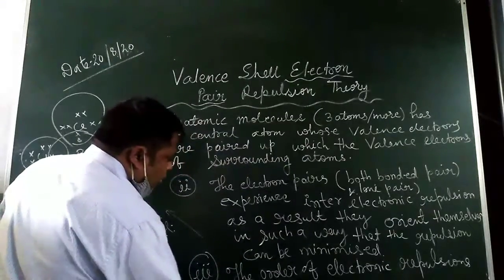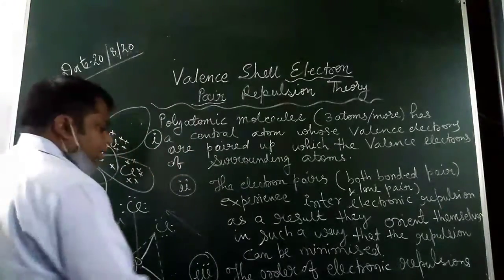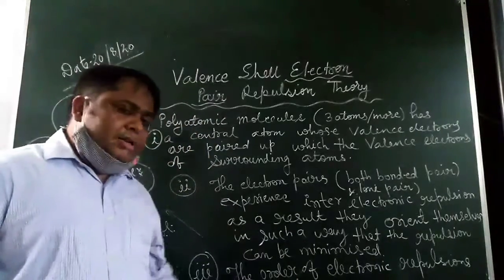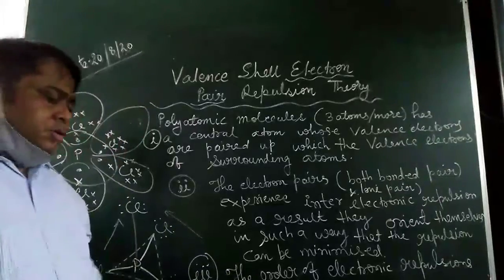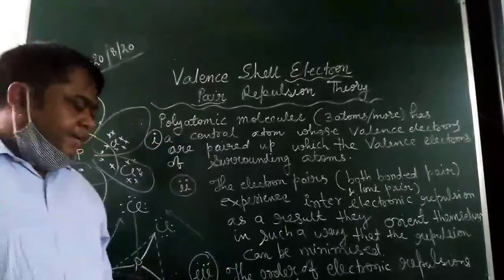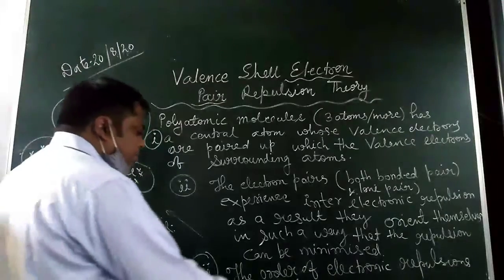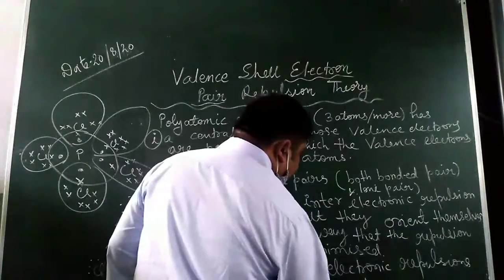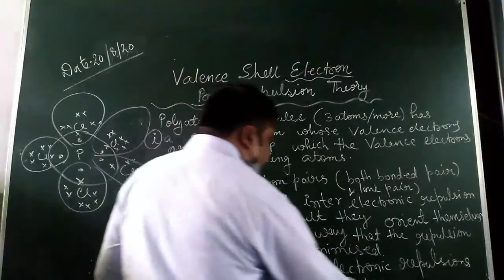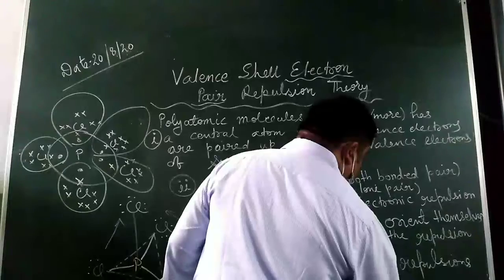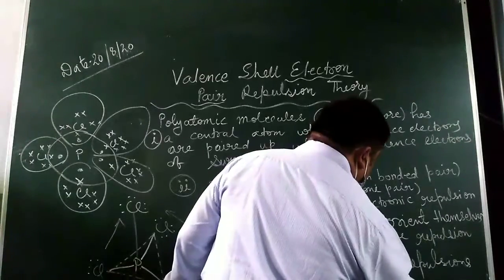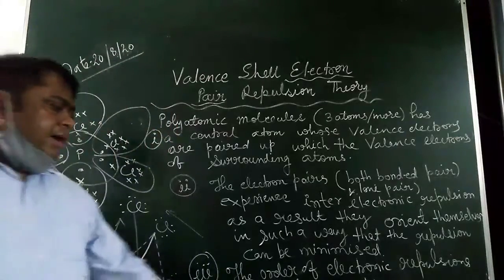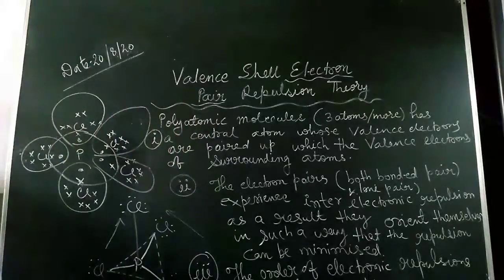Lone pair and lone pair repulsion will be maximum, because they have nothing to do other than repelling each other, because they are not bonded. So their magnetic moment is not nullified. Hence they will repel maximum. After that, lone pair and bond pair. And after that, bond pair and bond pair. So we will find that two bond pairs will be close to each other, but two lone pairs will be far apart. And lone pair and bond pair will be somewhere in between.